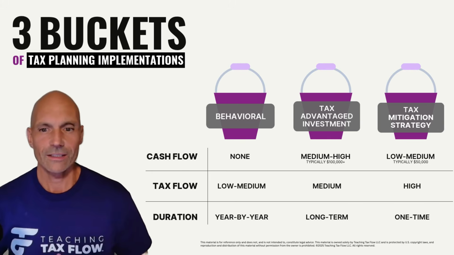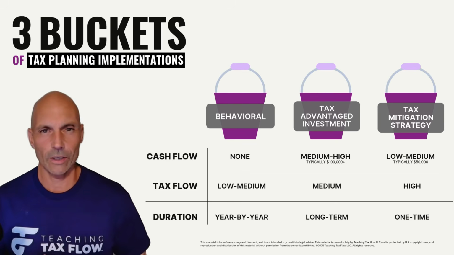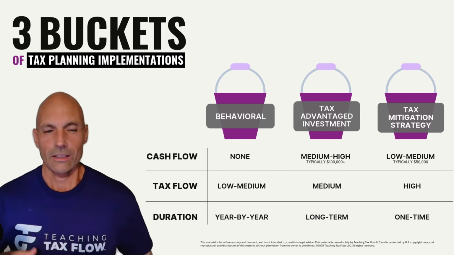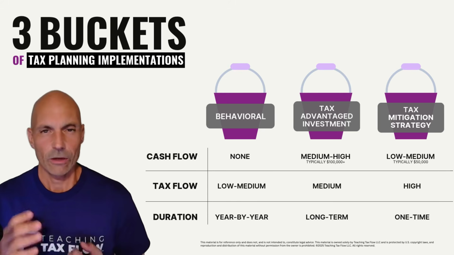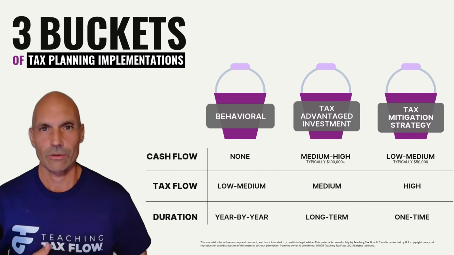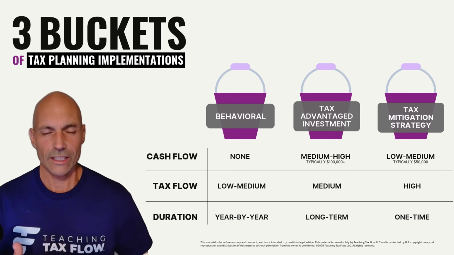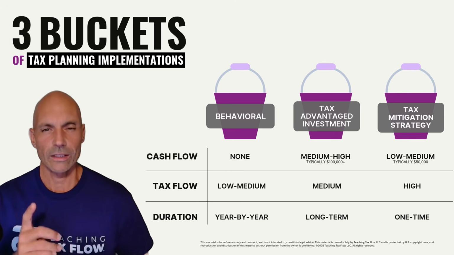The third bucket, tax mitigation strategies. Tax mitigation strategies typically require a low to medium cash flow. On average, $50,000 is the minimum amount, and that goes up from there. The tax flow is the highest of the 3 buckets. And then the duration is just a 1-year event.